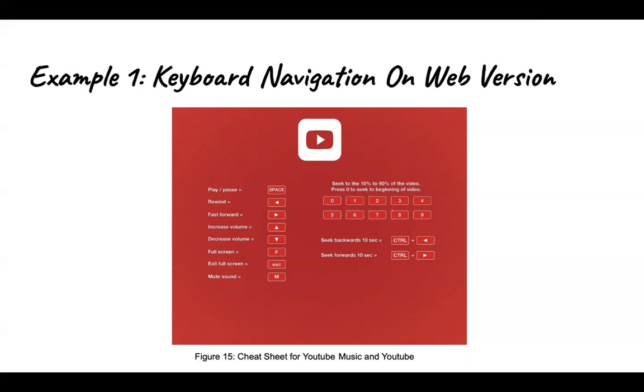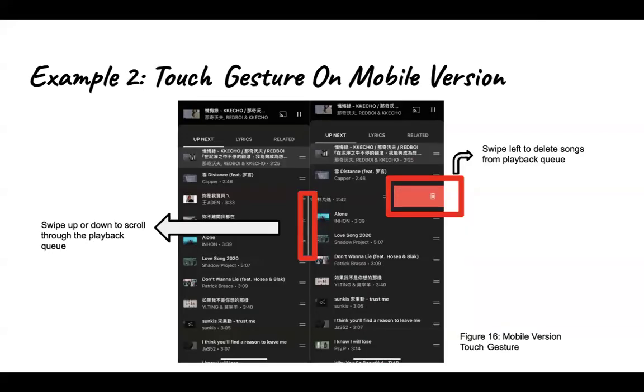My second example is touch gestures on the mobile version, which follows the WCAG criterion 2.5, which states that the user should be able to operate through various inputs beyond the keyboard. The mobile version of YouTube Music incorporates intuitive touch gestures, such as swiping to remove a song from the playback queue or scrolling through playlists, allowing users to perform actions efficiently. However, the small size of touch targets like the shuffle or repeat button can pose a challenge for users with motor disabilities, making it harder for them to interact with the app accurately and reducing its overall operability.